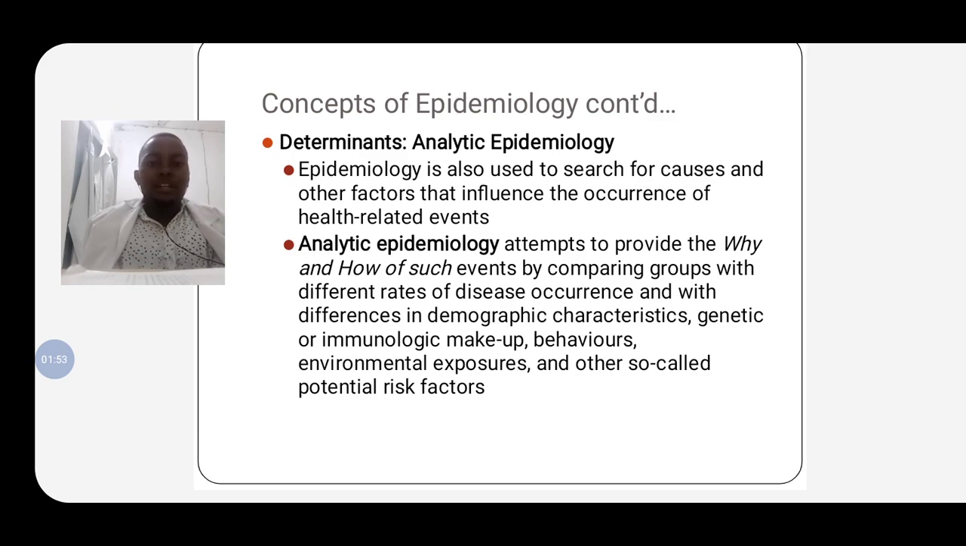In determinant epidemiology or analytical epidemiology, we attempt to provide the why and how of such events by comparing groups with different rates of disease occurrence, with differences in demographic characteristics, genetics or immunological makeup, behavior, environmental exposures, and the other so-called potential risk factors.